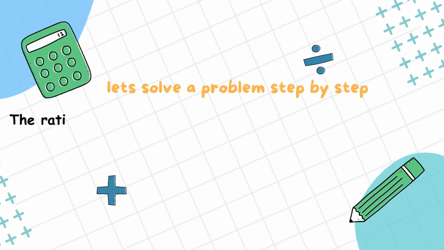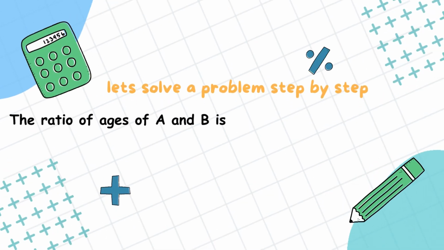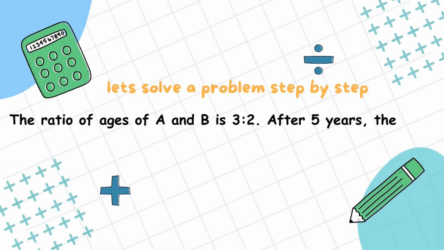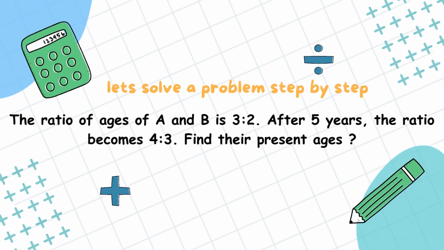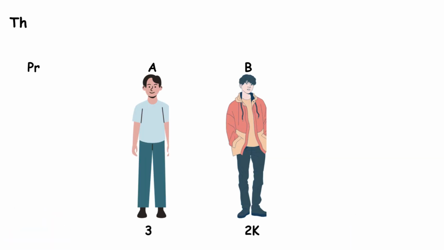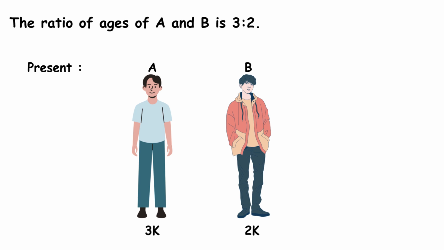Let's solve a problem step by step. The ratio of ages of A and B is 3 to 2. After 5 years, the ratio becomes 4 to 3. Find their present ages? Let's assume age of A will be 3K and age of B will be 2K.